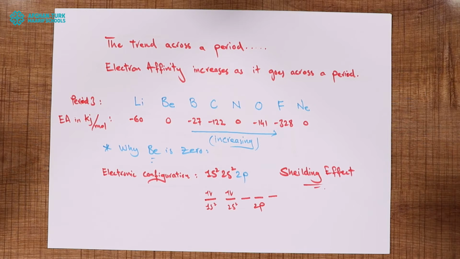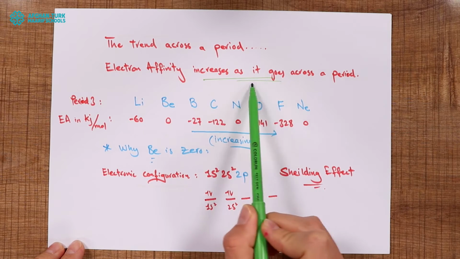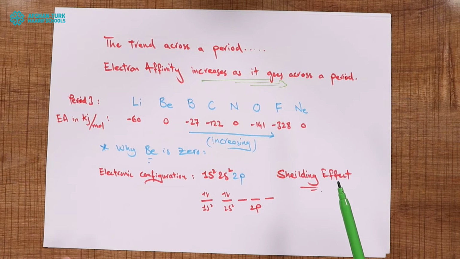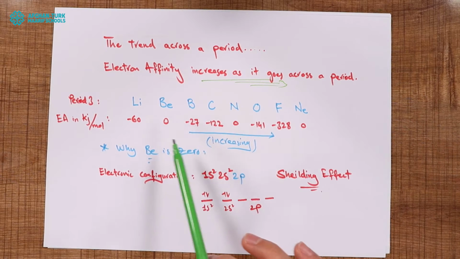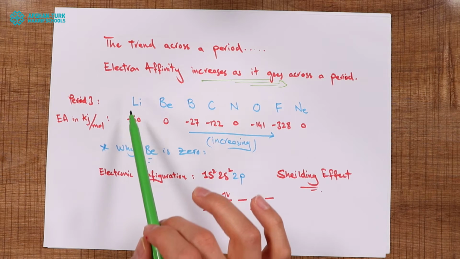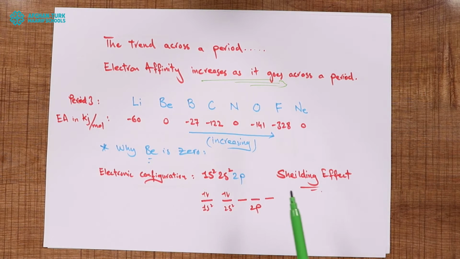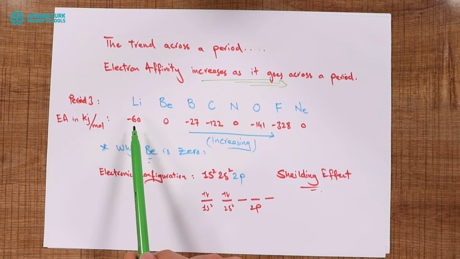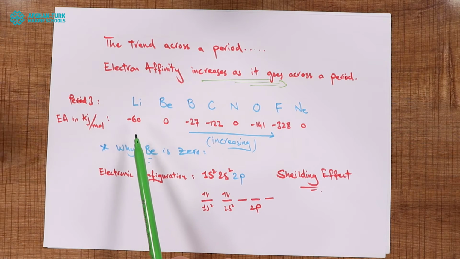Okay, let's see what is the trend across a period for electron affinity. If we go from left to right, electron affinity increases across a period. Let's work upon an example for period 2. We have seen that for lithium it was minus 60 kilojoule per mole. Minus designates that it is an exothermic reaction, which is giving energy.